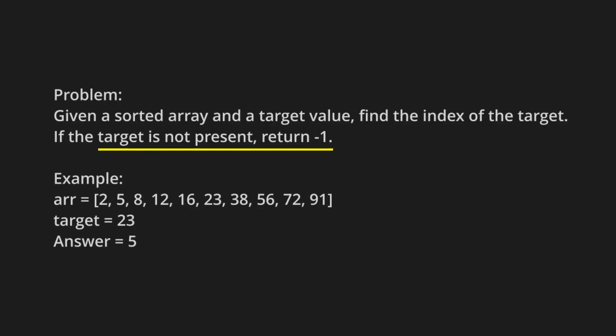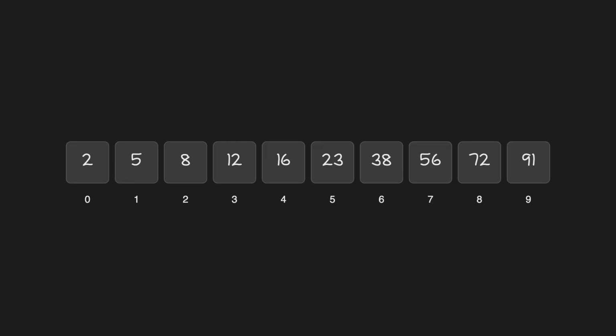For example, we have an array with elements 2, 5, 8, 12, 16, 23, 38, 56, 72, and 91. And the target we need to search is 23. What would be the answer? The answer is the index of the target element in the given array, which is 5.